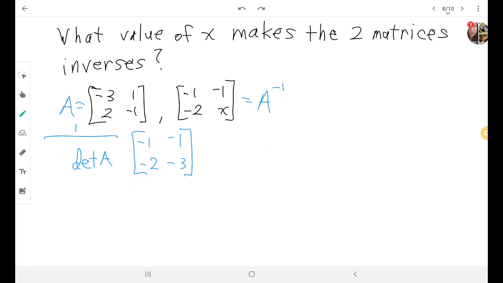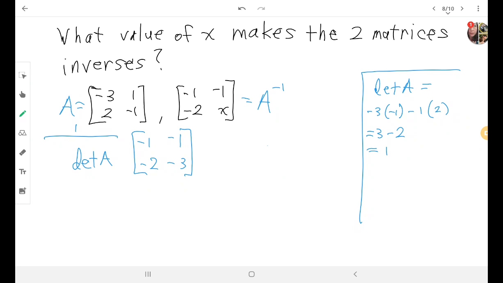So the first thing we got to do is get the determinant of A. I'll do some side work here. So determinant of A equals, well, that would be -3 times -1 minus 1 times 2, which is +3 minus 2, which is 1. Well, that's pretty convenient. So now we have 1 over 1 times all of this stuff here. And then we just got to multiply it by 1. Well, that's distributing a 1, which is super easy.